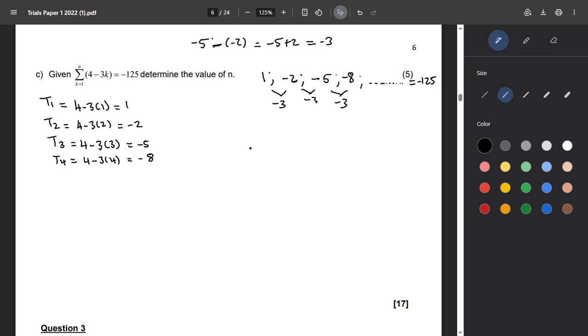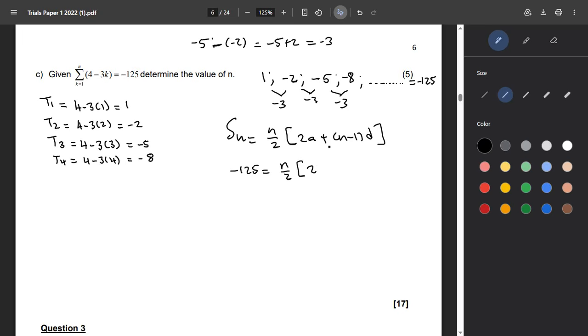This is what? This is a geometric sequence. I'm sorry, arithmetic. So if it's arithmetic, you're going to write the sum for arithmetic, which is n over 2 into 2a plus n minus 1 times d. Okay, so now you can look at this question. They are looking for what? The value of n. We are given the sum. They said it's negative 125. And then we are looking for n.